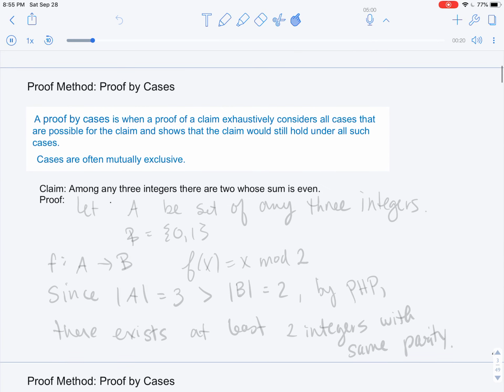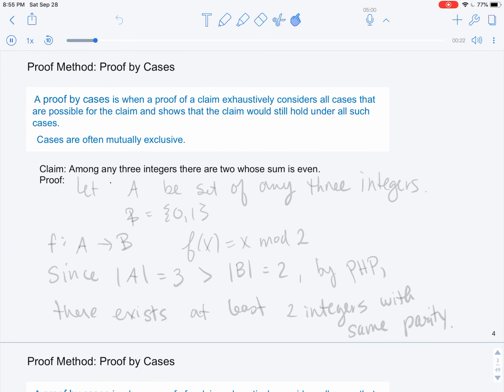First, proof by cases. When we conduct the proof by cases, we consider exhaustively all the possible cases that can occur and show that the claim would hold under all such cases. We make sure that our cases are mutually exclusive most often, and what we mean by that is we try to make sure that all the cases cannot happen simultaneously or even pairwise simultaneously.